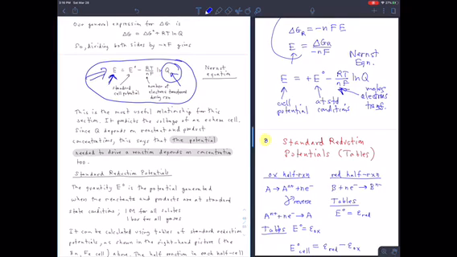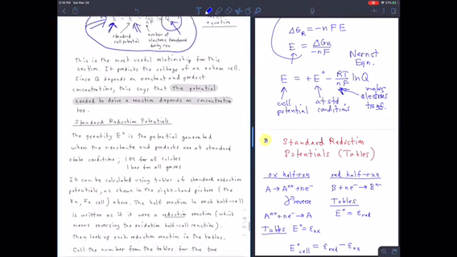You can't know the cell potential just by knowing what reaction is taking place. You have to also know what the concentrations of reactants and products are in order to calculate and predict the cell potential. You also have to know the standard cell potential. We'll talk about that next.